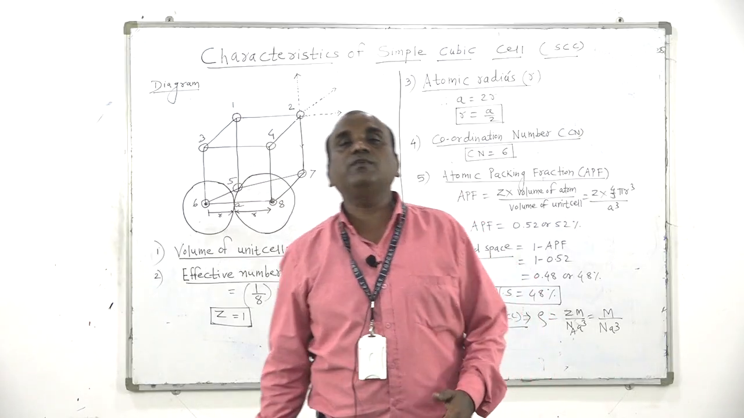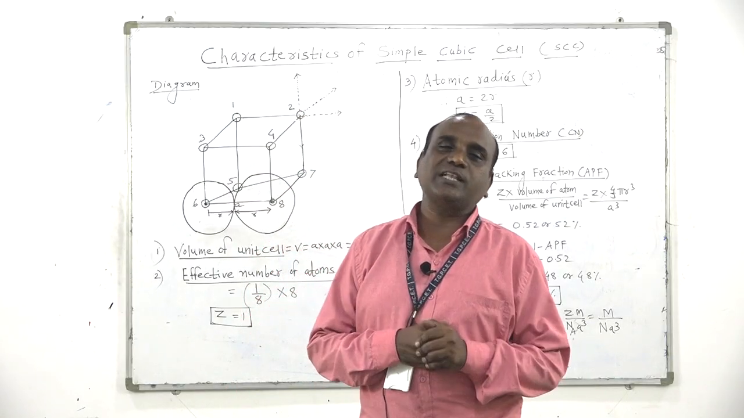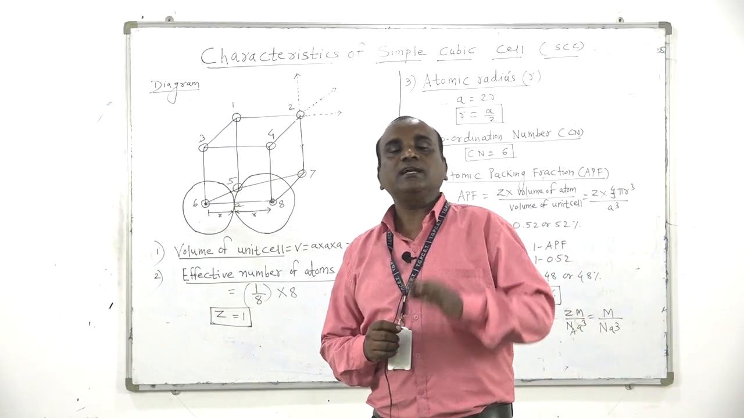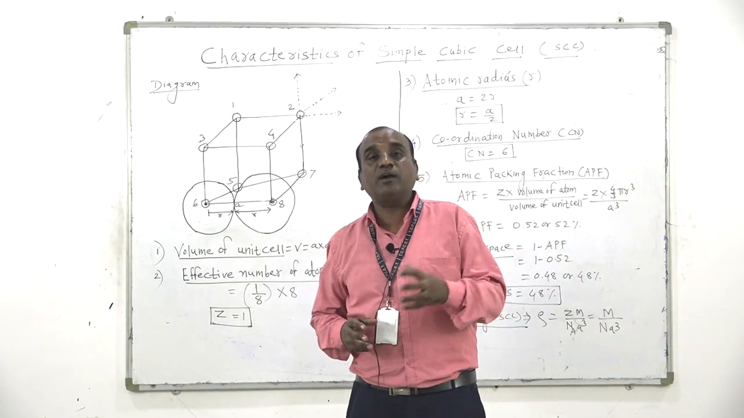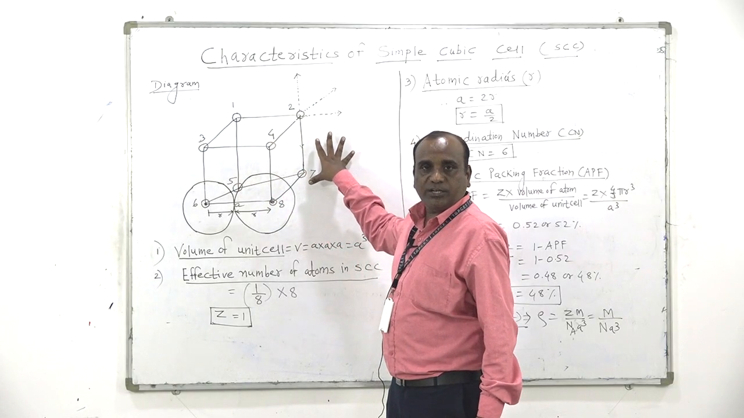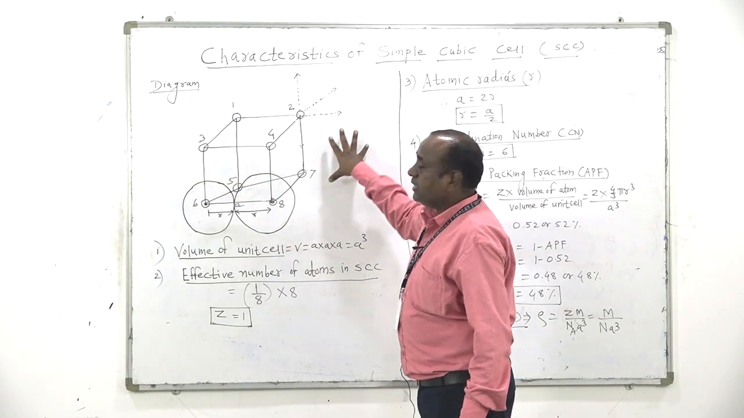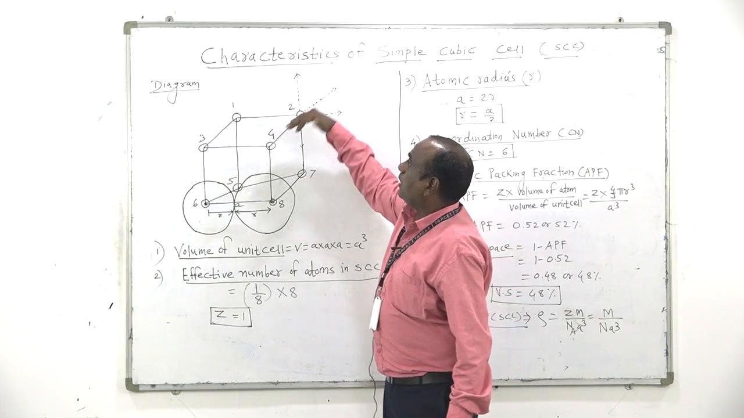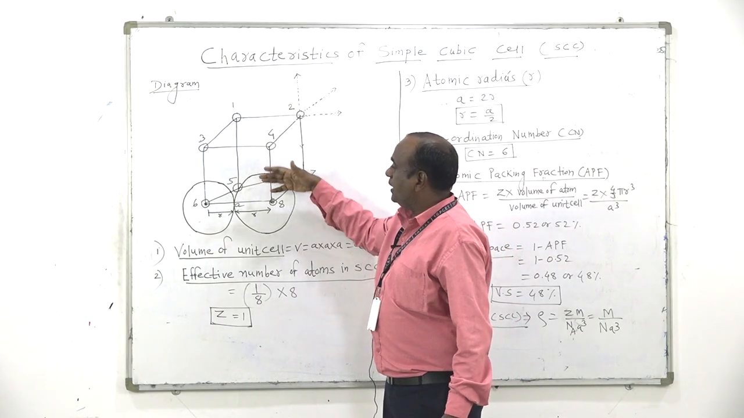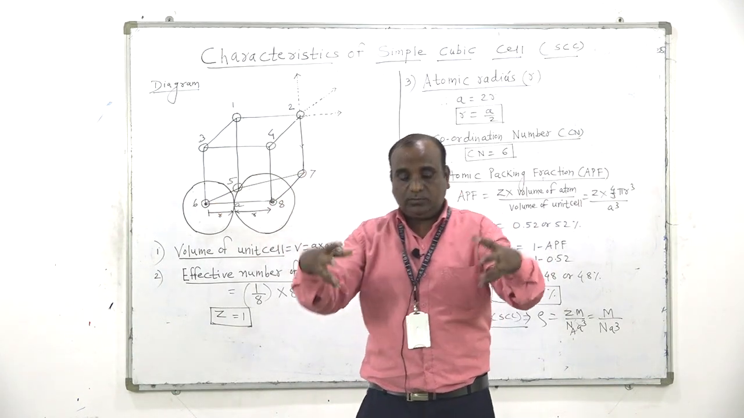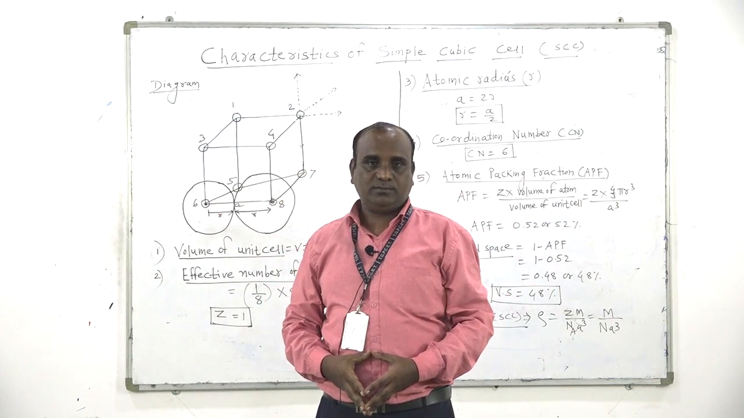Once again the question will arise, what do you mean by space lattice? In simple language, we can say that the space lattice is nothing but one unit cell which is attached to another unit cell, the second unit cell which is attached to the third unit cell. Similarly, on the other side, similarly downside, all the unit cells are connected to each other.